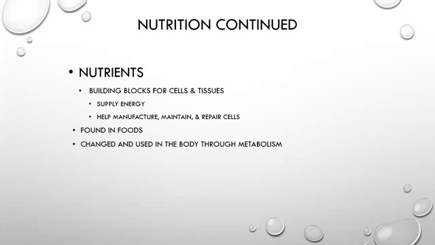Keep in mind too that these are all found in foods that we can intake. We can also take them in supplements, a lot of these different things. Okay. And then these nutrients are changed and used in the body through metabolism, right? Remember, metabolism is how our body takes that food and uses it to function, essentially. So there's two types of metabolic reaction. So it's anabolism and catabolism. You may remember from anatomy. Okay. So these two things occur continually and they're adjusted according to the needs of the body.